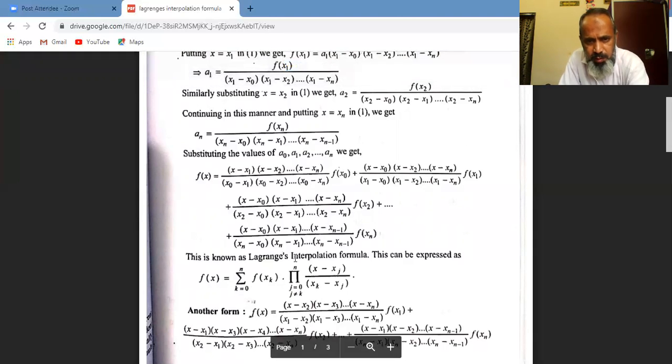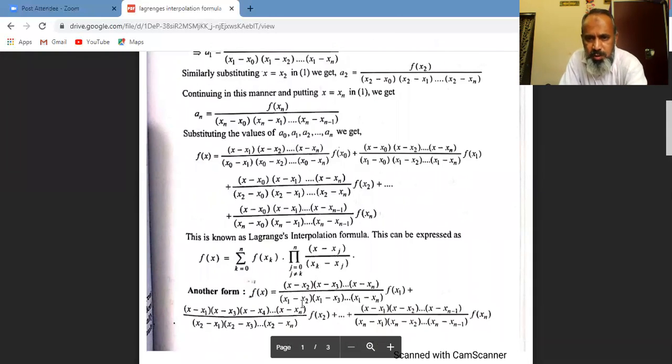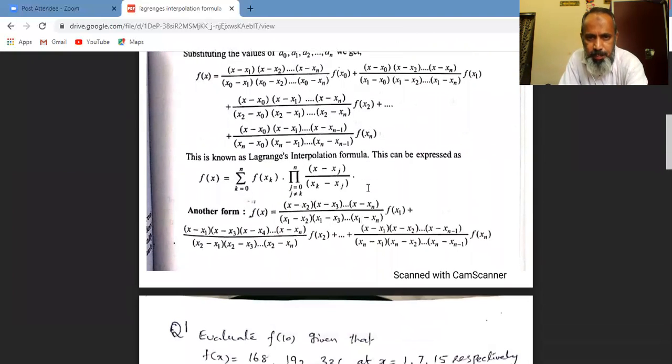So we can also write this formula as, x minus x2, x minus x3, dash dash, x minus xn, into f of x1 by x1 minus x2, x1 minus x3, dash dash, x1 minus xn. Instead of taking x0 to xn, if we take x1 to xn, then we can write this formula. So this is another form of the Lagrange's interpolating polynomial.